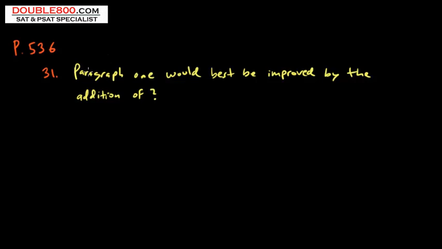There are 5 on the PSAT, and they're generally a combination of general organization to make sure that the paragraphs logically connect and they're on point, and also there's some writing questions. We've seen those in the other parts, improving the sentence and identifying the error. So here it simply states, question 31, paragraph 1, the first paragraph would best be improved by the addition of what? So if you read paragraph 1, it's the beginning of the passage.